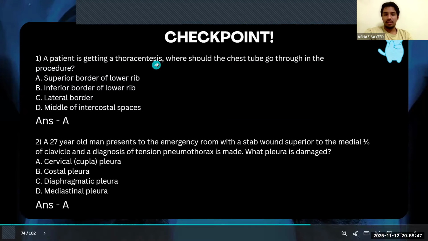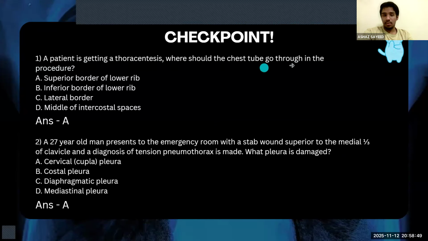The patient is getting a thoracentesis. Where should the chest tube go through in the procedure? Okay, just know superior border of lower rib, just so that you don't affect the intercostal nerves and you are more close to the collateral nerves, because those are not as important as the intercostal nerves. Okay, so just know this, superior border of lower rib. And I apologize, I kind of messed up the click order. Just know this, you're gonna be fine.